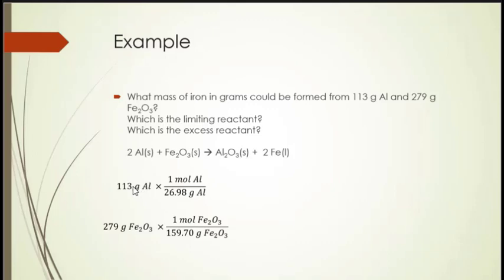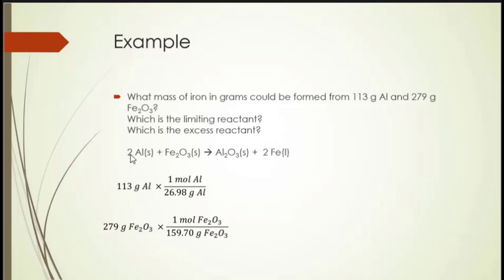So I have grams of aluminum, I need to get to moles of aluminum. Same with down here, I have grams of Fe2O3, so I need to find the molar mass of Fe2O3 for every 1 mole of Fe2O3. Next, we're hopping from moles of aluminum to, we want to know, mass of iron. So we need to get to this product, iron.